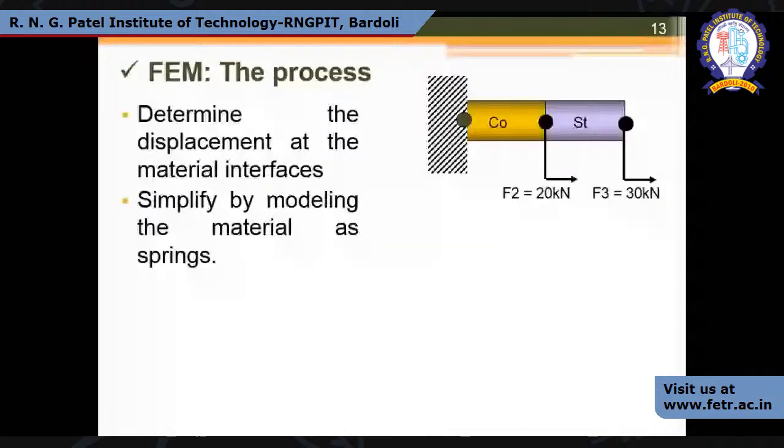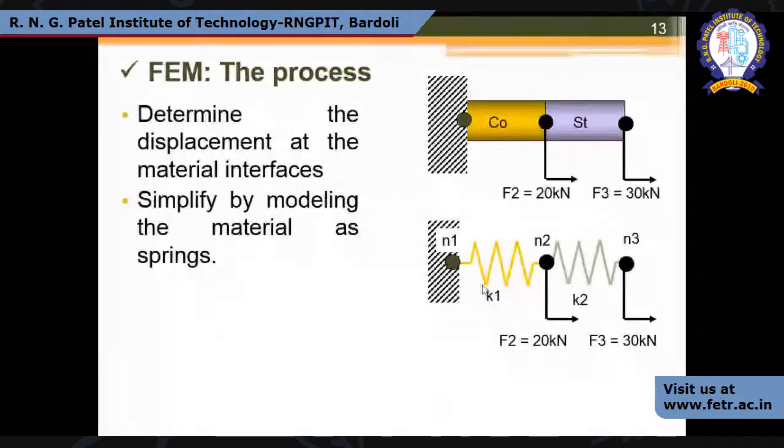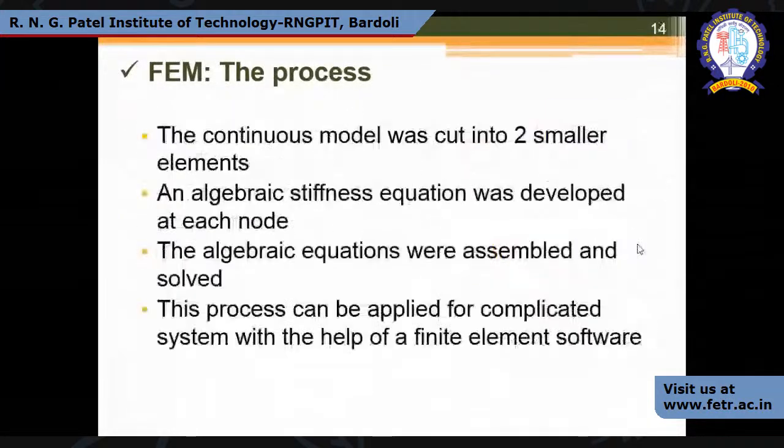So let me take one small example of the FEM process: determine the displacement at the material interfaces, simplified by modeling the material as springs. Look at here, there are two different materials, and the two different materials are used to manufacture the spring. Now if we apply F2 as 20 kilonewtons and F3 as 30 kilonewtons at these two particular points, what is the displacement at N2 and what is the displacement at N3? So how to measure it? This is a simple control system example.